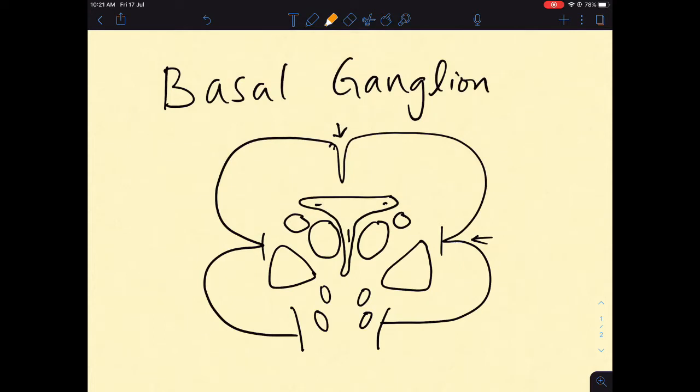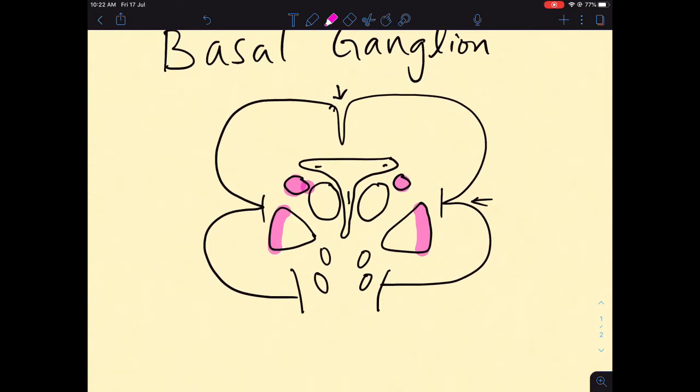We have quite a few nuclei that make up the basal ganglia. First I'll talk about these guys that make up the striatum. So this is our caudate nucleus, and together with the putamen, they're called the striatum. And we'll see why they're grouped together. Basically, the striatum is a functional group, and they are the ones that receive inputs into the basal ganglia. So the cortex will input into the striatum.